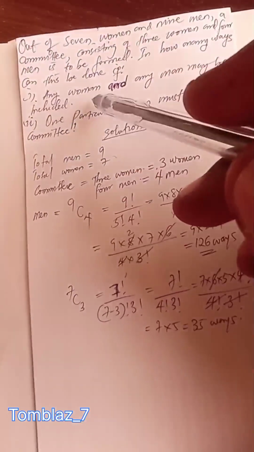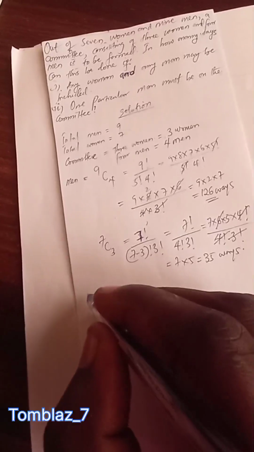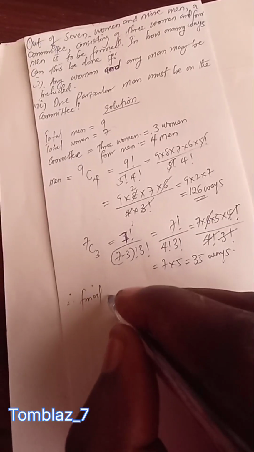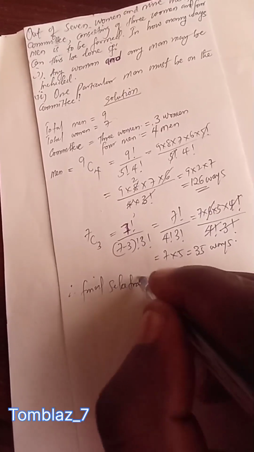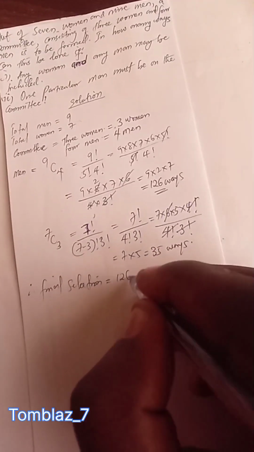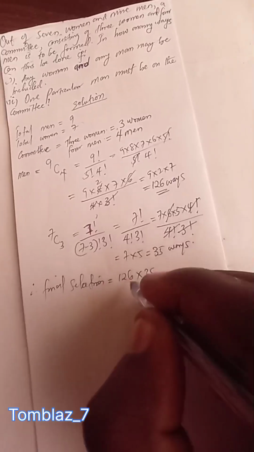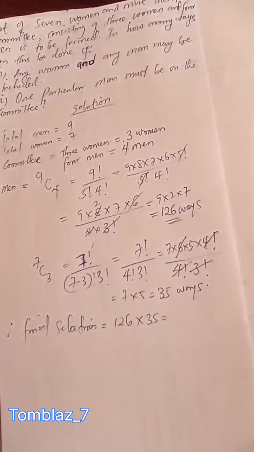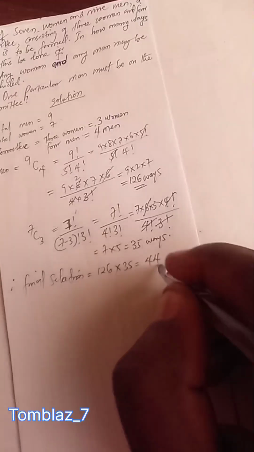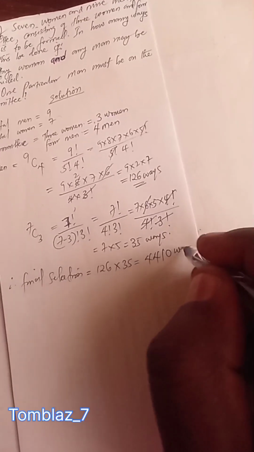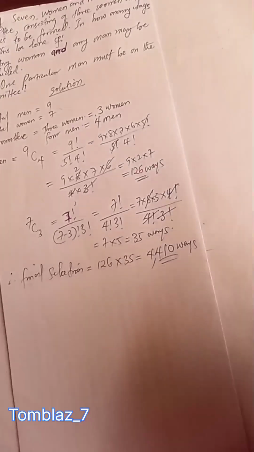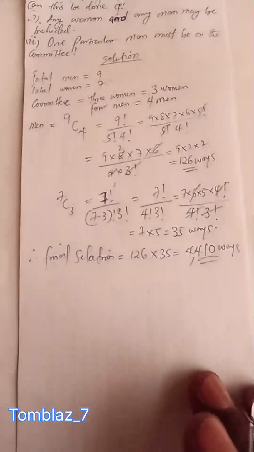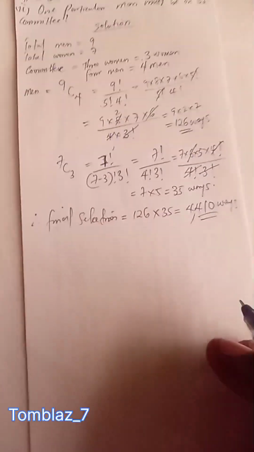So the number of ways of forming a committee that is made up of 3 women and 4 men, where any woman and any man can be added, is going to be what? Therefore, the final selection will be equal to 126 times 35. So let's multiply this value. 126 times 35 is going to give you 4,410 ways, right?